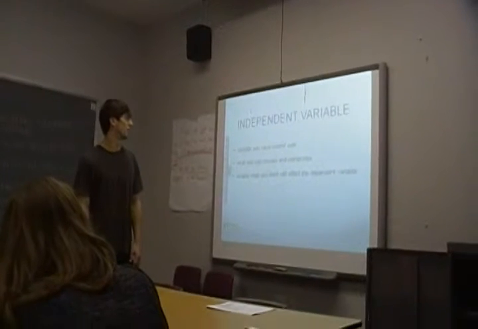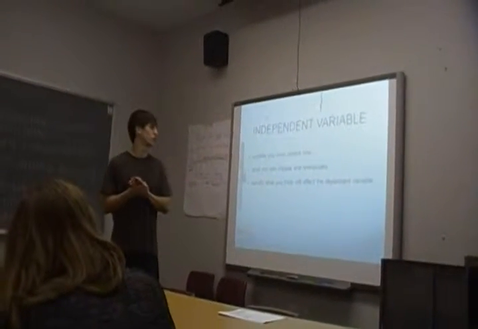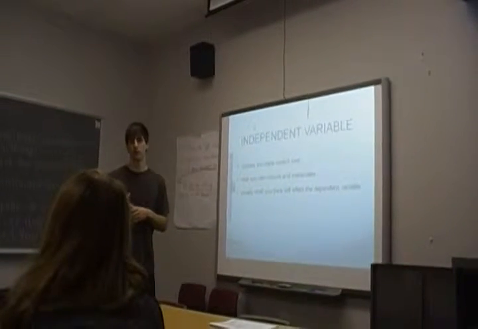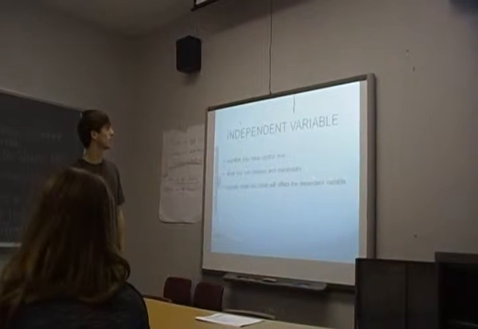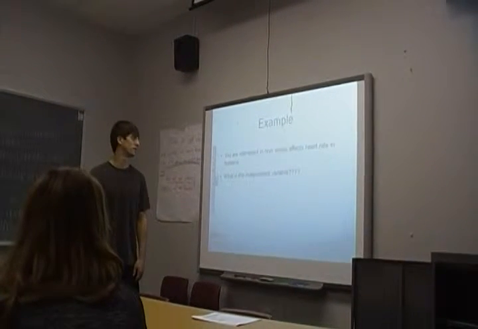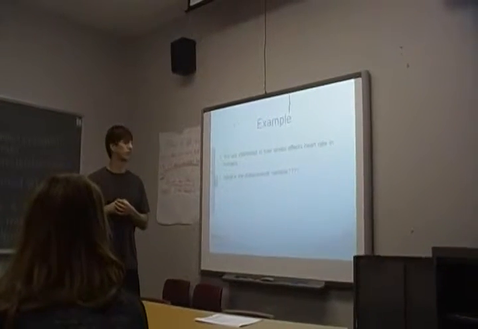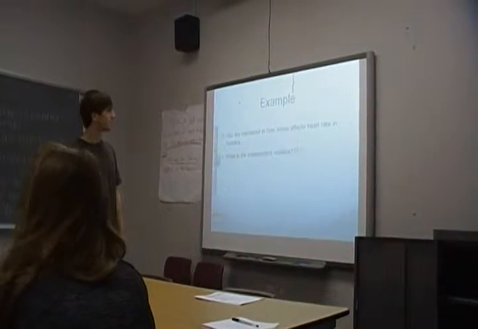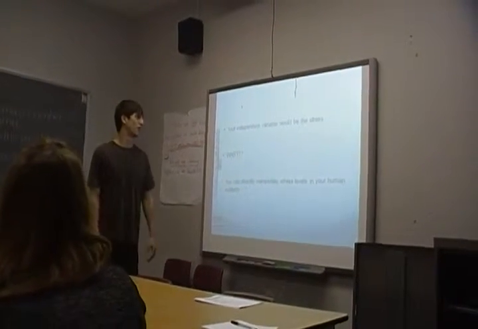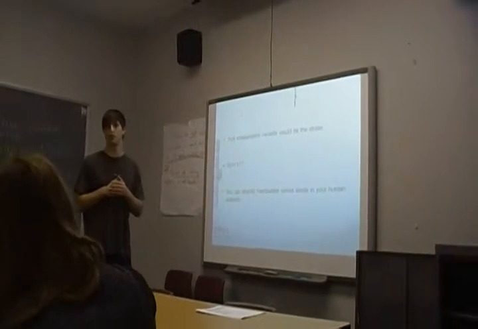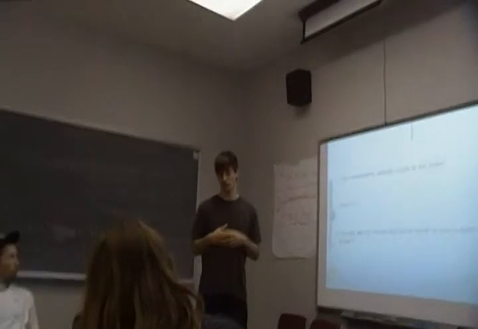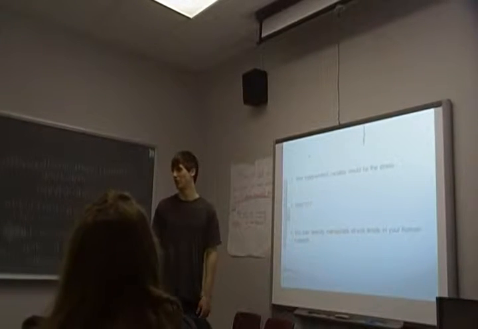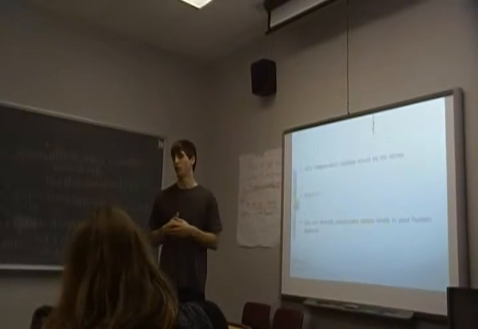And an independent variable is a variable that you have control over and can choose and manipulate in the experiment, and it's usually what you think will affect the dependent variable. An example is, if you're interested in how stress affects heart rate in humans, what is the independent variable? Good job. Your independent variable will be stress, and the reason why is because you can directly manipulate stress levels in human subjects. Does everybody understand the concept of independent variable? It's what you can control and manipulate.